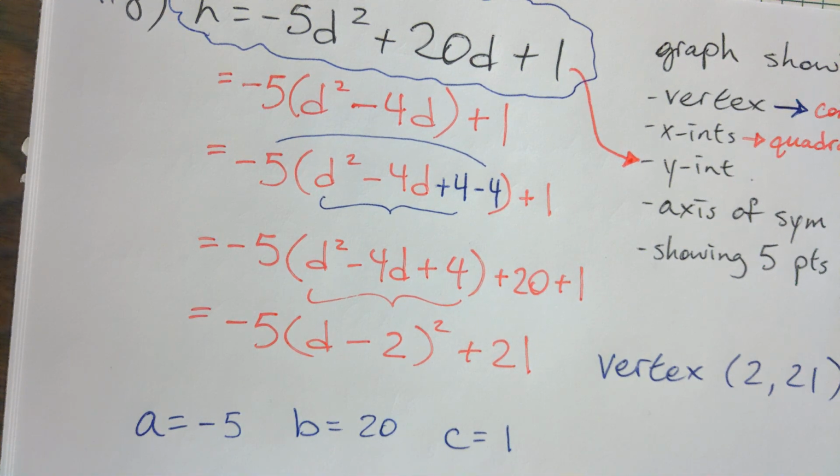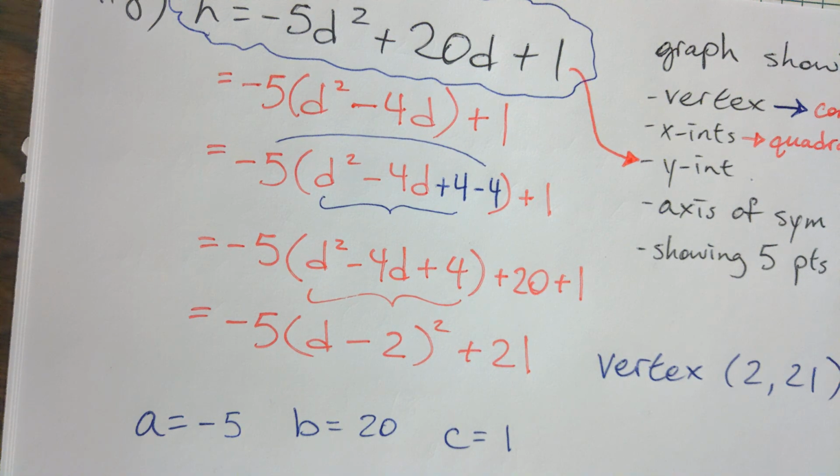What's my vertex? Yep, (2, 21). Right here, what we found. What are my two x-intercepts? 4.05 and this right here, which is negative 0.05. Right? Your y-intercept, as we said, was (0, 1) right here.